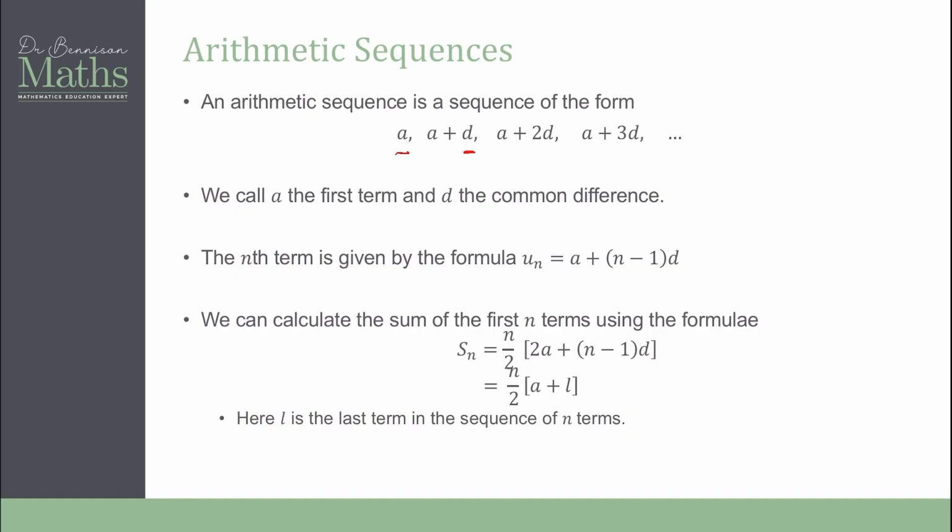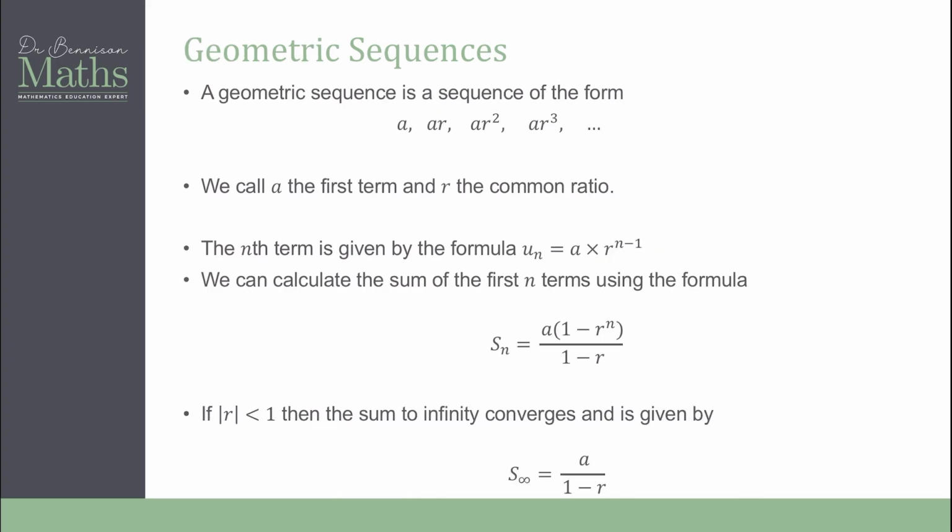I use the fact that if D is negative, it's going up, but the numbers are decreasing, if that makes sense. So we've got our formula for the nth term, and then we also have these two formulae for the sum of the first n terms, and they are given in the formula book. And here L is the last term in the sequence of n terms.